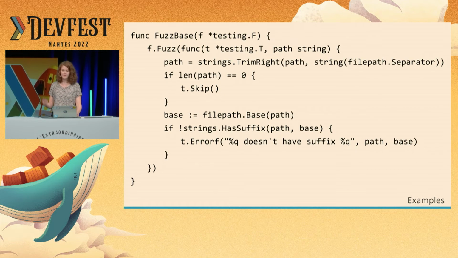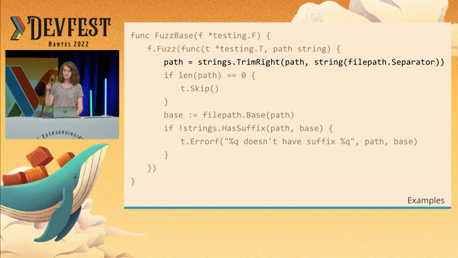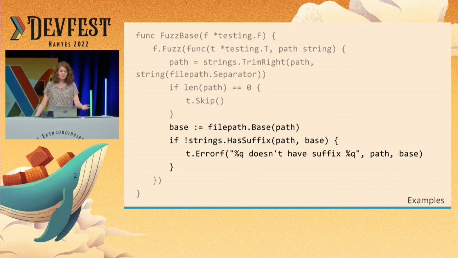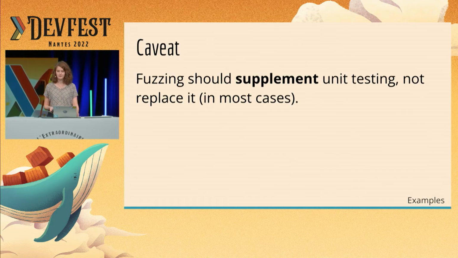So here's a simple yet effective way of fuzzing that file path.base function with that property. First, we'll just trim off any trailing path separators at the end of the path so we can do our checks. If the path is 0 at that point, the length is 0, we're just going to skip it. And then we do our function. We call it with the path. We get the base. And if the path has a suffix of the base, if the base is a suffix of the path, essentially, then our property has been met. If not, we have a bug, and we should report that error.